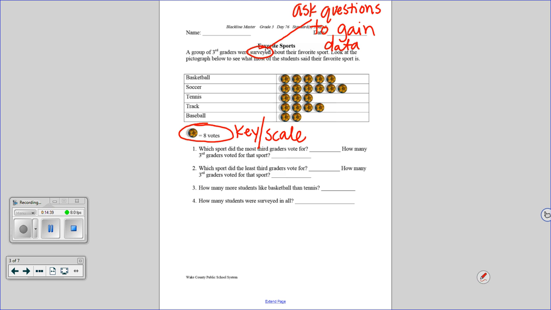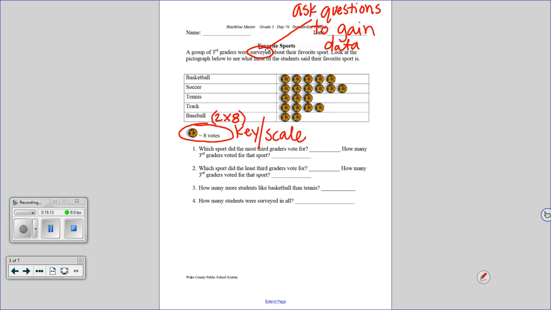They are soccer balls. I know they don't print very well, but they are soccer balls. So if I look at the baseball category, how many soccer balls are in the baseball category? Santiago? 2. Does that mean only 2 people voted? No. Instead, that really means 2 groups of 8. Because remember, each of those soccer balls is worth 8 votes.